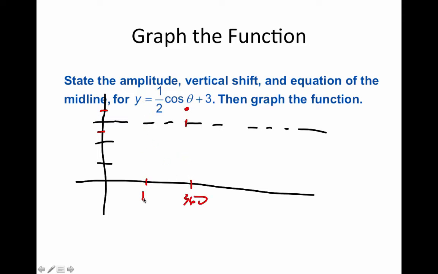Halfway is 180. For cosine, I bottom out at 180, and I start at the top. Quarter point, quarter point. So you're just getting those. And there you go. We moved the whole thing up 3. We had an amplitude of a half. Move the midline, apply the amplitude. Good stuff.